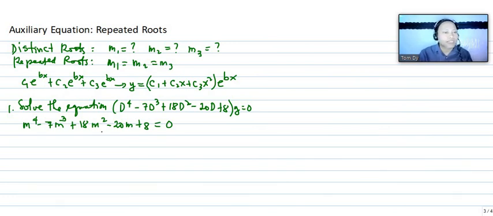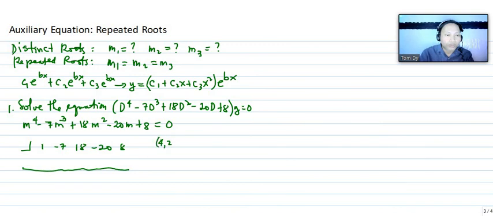So when we solve this auxiliary equation, we make use of synthetic division. In synthetic division, we have 1, negative 7, 18, negative 20, and 8, and then we write here our line. Take note, 8 has factors of 4 and 2, and also 8 times 1. Positive, negative 4 and positive, negative 2, positive 8, negative 8, and positive, negative 1. These are factors of 8. So we will choose one of its factors to write here. I will be choosing the smallest number, that is 1.